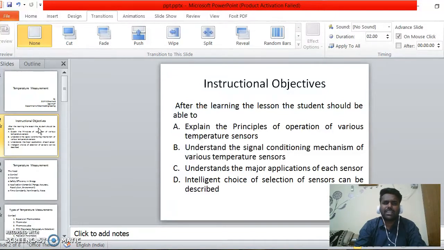The major applications of each and every temperature sensor can be described by the student, and the choice of selection of the sensors, which sensor is to be selected for a particular parameter. These are all the results obtained after the student attends this lecture.